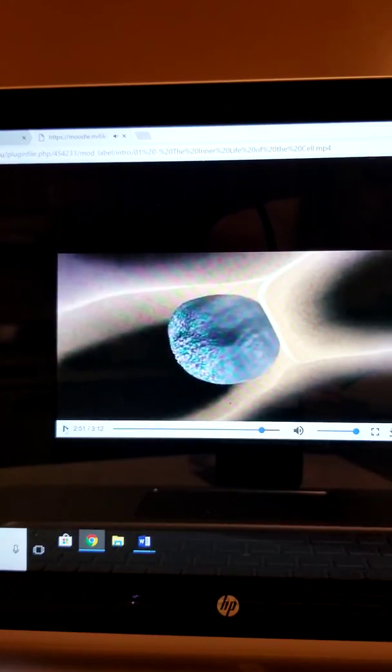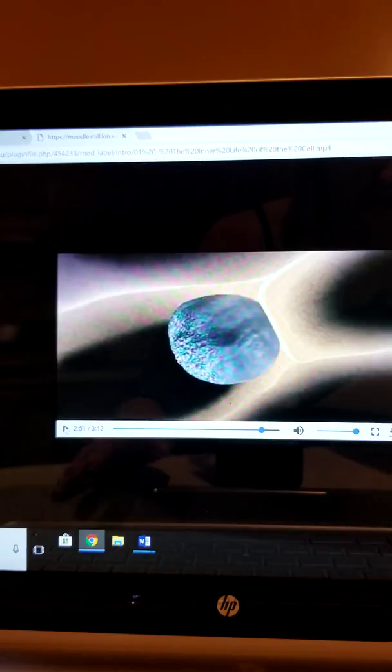The leukocyte will insert itself, one side of it will, in between the endothelial cells. The leukocyte then migrates through the blood vessel into inflamed tissues.